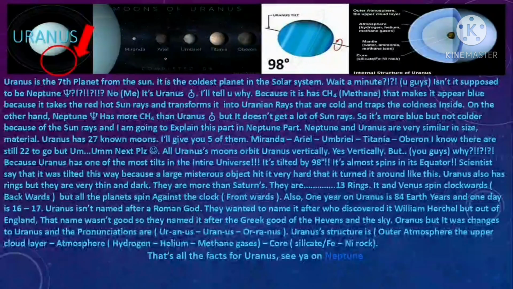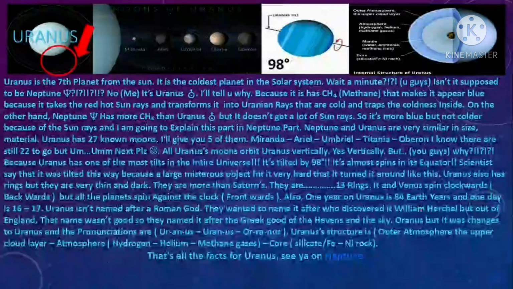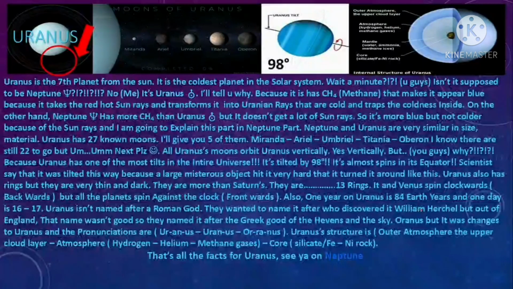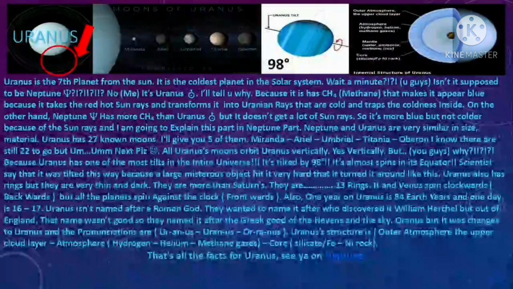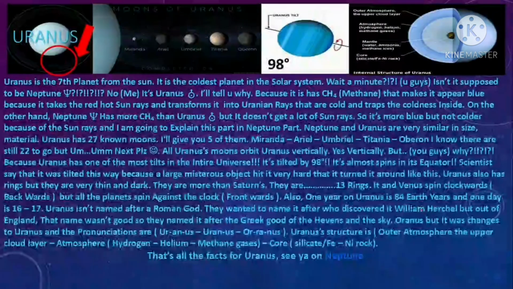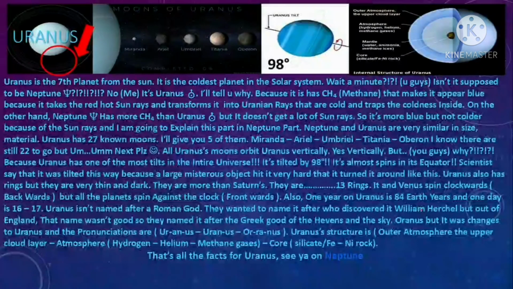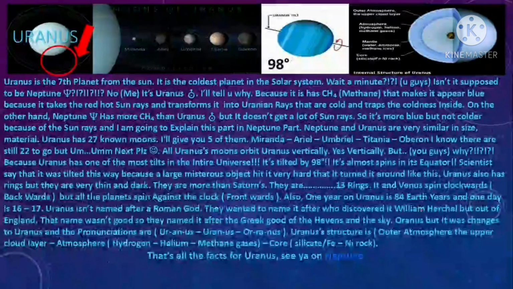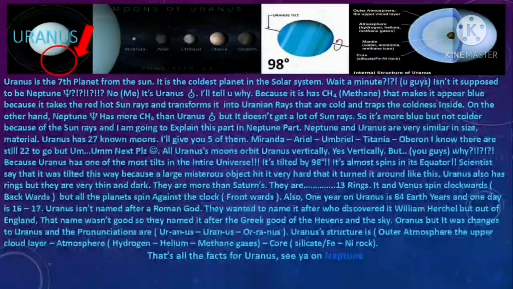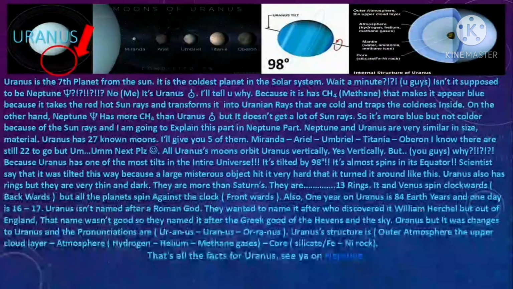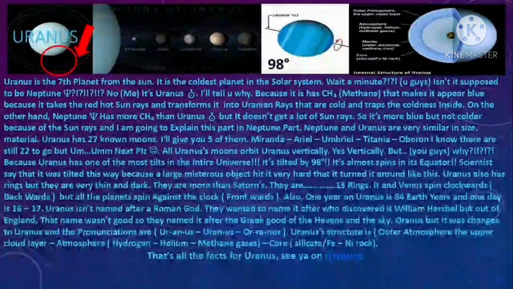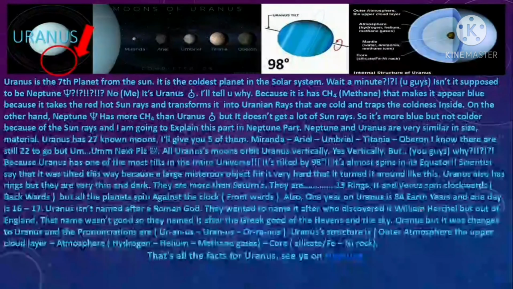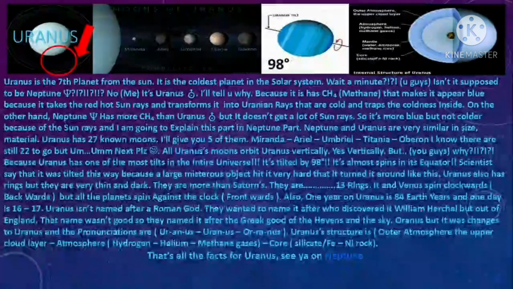Also, 1 year on Uranus is 84 Earth years, and 1 day is 16 to 17 hours. Uranus isn't named after a Roman god. They wanted to name it after who discovered it, William Herschel, but after the country of England, this name wasn't so good. So they named it after the Greek god of the heavens and the sky, Uranus. But it was changed to Uranus because it's easier.